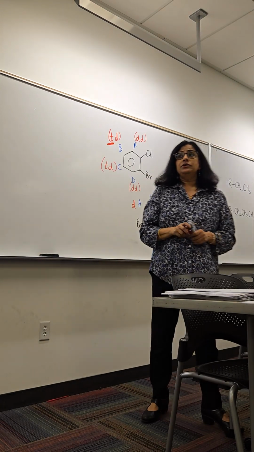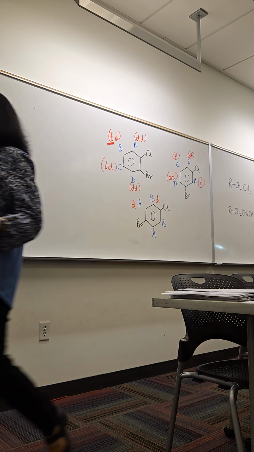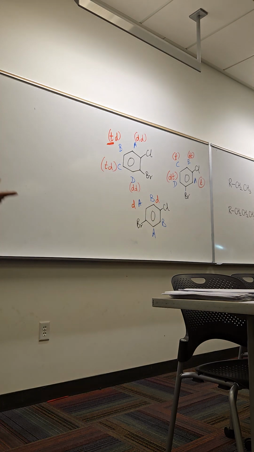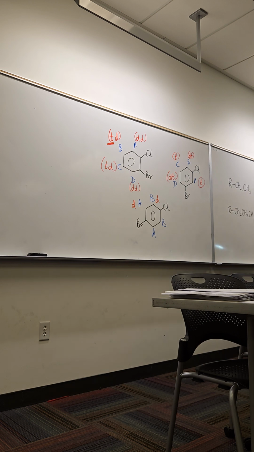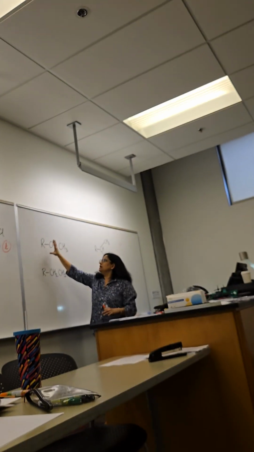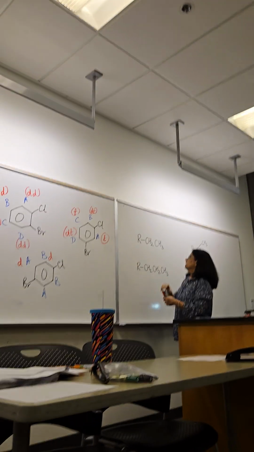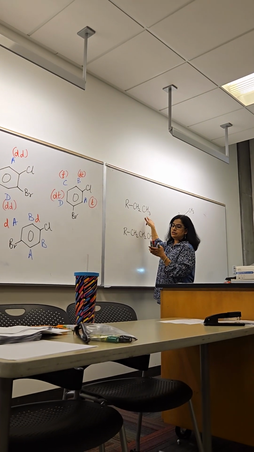Now, I want to point your attention to some hints for when we start looking at actual proton spectra in Wednesday's class. Some patterns to pick up on, and I've written those down here. Whenever there is an isolated ethyl group, meaning it's not coupling with anything else, what do you expect the integration ratio to be?